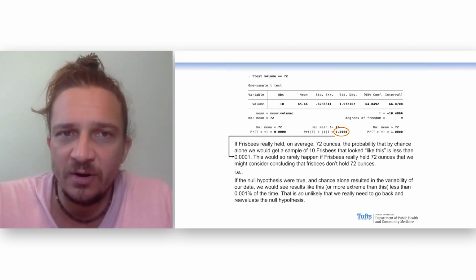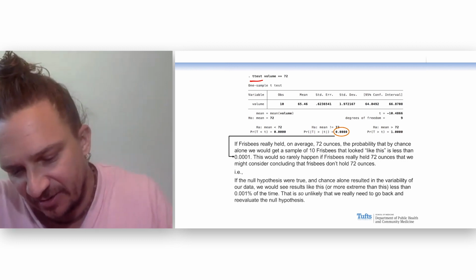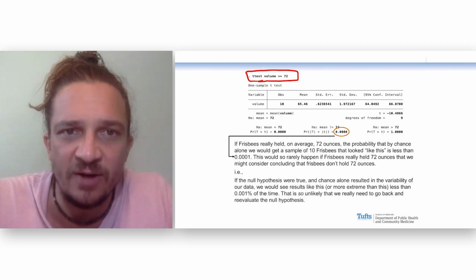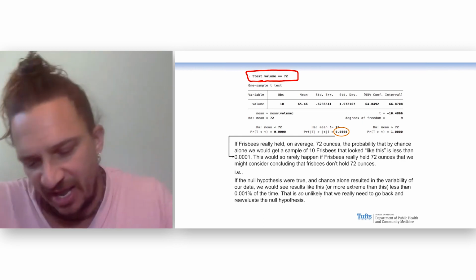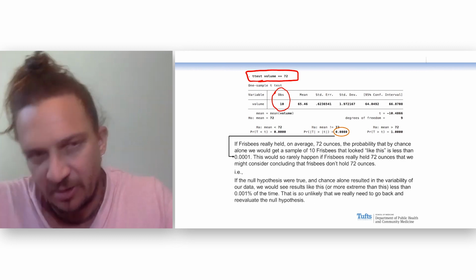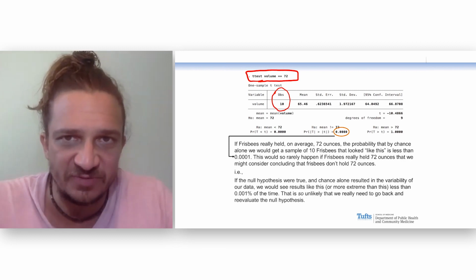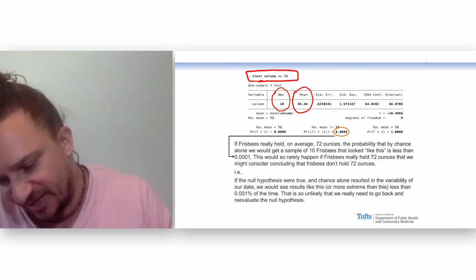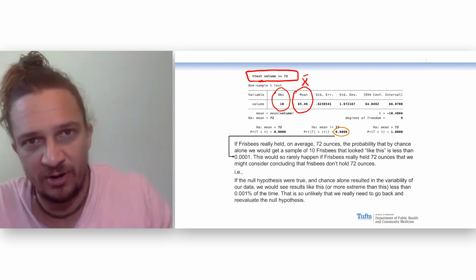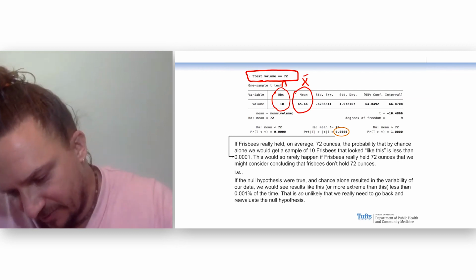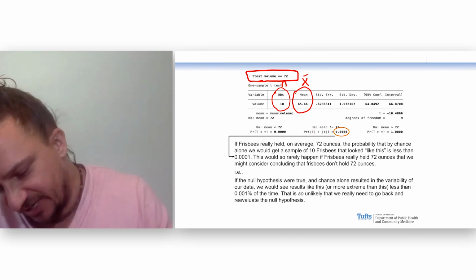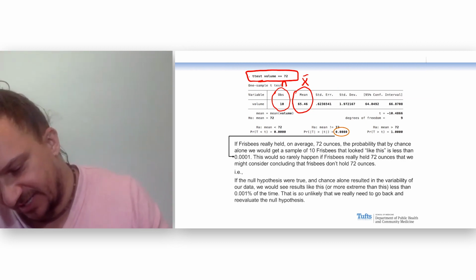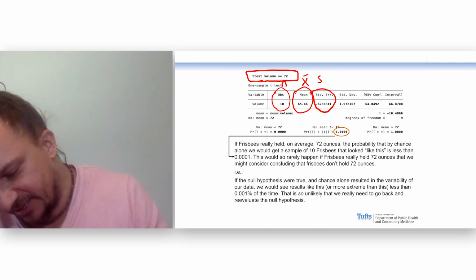Here's my code. t-test volume equals 72. That's what I run. And here's the output. It will show me my N, the number of Frisbees, my sample size. It will show me my mean. So that's my X bar. Here's N right here. It shows me the standard error of that mean. I just want to recircle that. That's the standard error of the mean, my SEM.